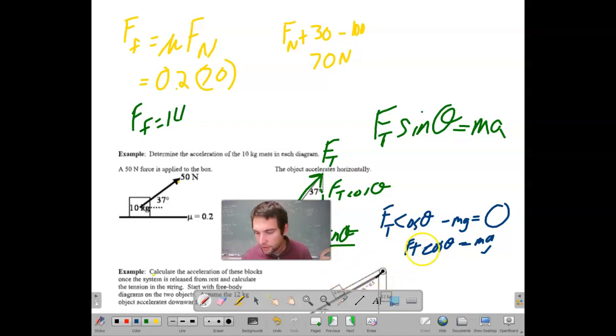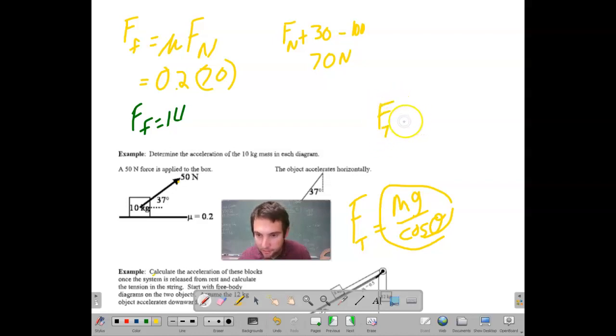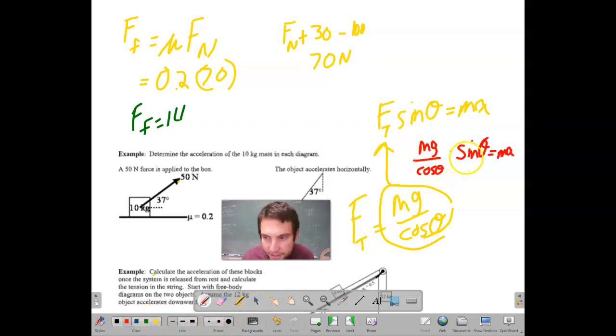Give me a second, I'm going to plug in these numbers. Looking at it, we don't really have to. So I'm just going to divide by cosine theta. So Ft will be defined as, ran out of space. So Ft is defined as mg over cosine theta. And we're going to take all of that and we're going to plug it into the equation earlier, where Ft sine theta equals ma. And we're looking for that acceleration. So we're going to take all of this and just plug that in there. And it becomes this, mg over cosine theta times sine theta equals ma.